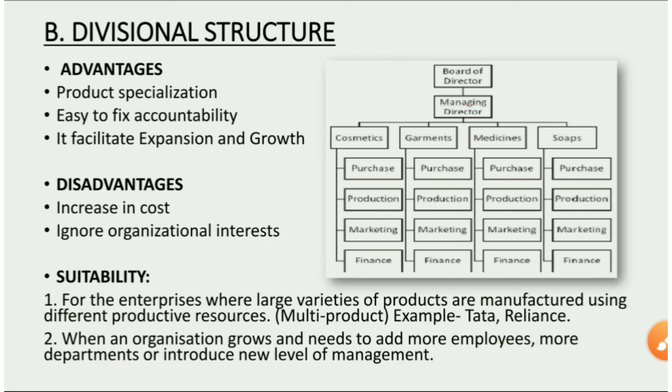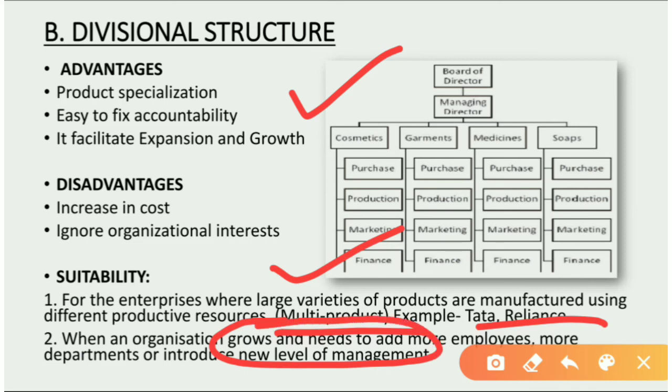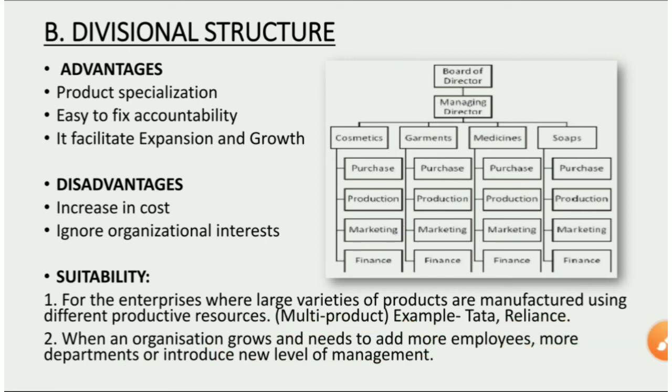So the organizations producing a large variety of products or dealing in multi product, meaning more than one product, like Tata and Reliance, can choose this structure. And if any company wants to grow and expand, in this way also they can go for divisional structure if they want to increase their departments, right? So in this way they can follow divisional structure.